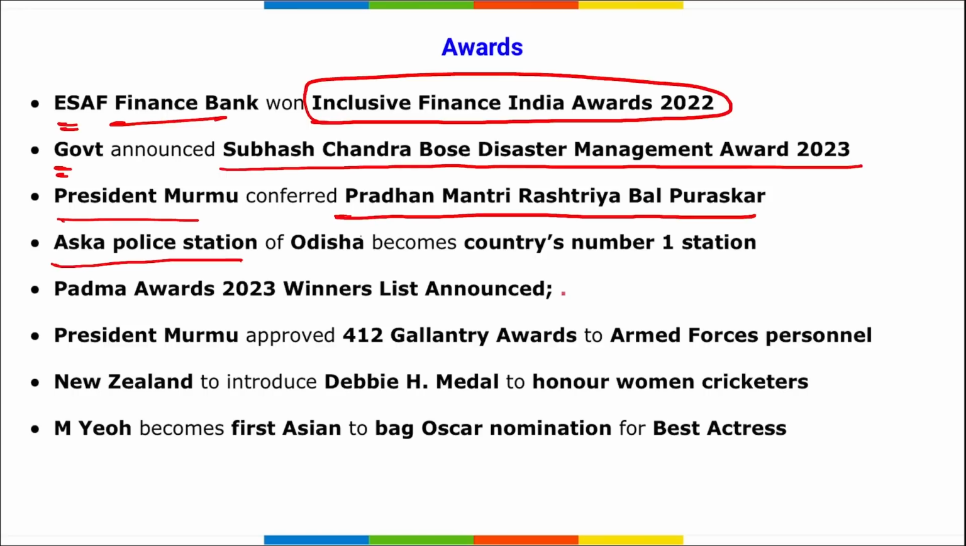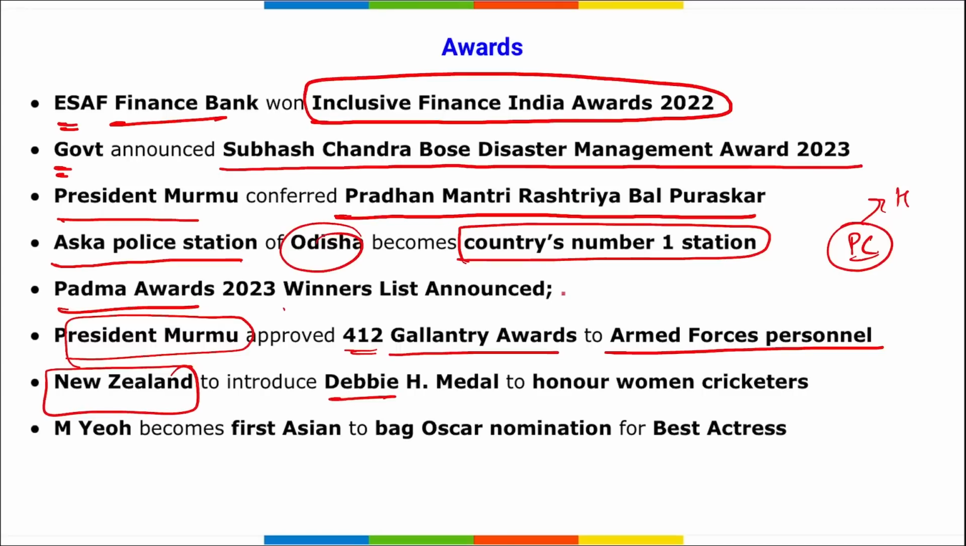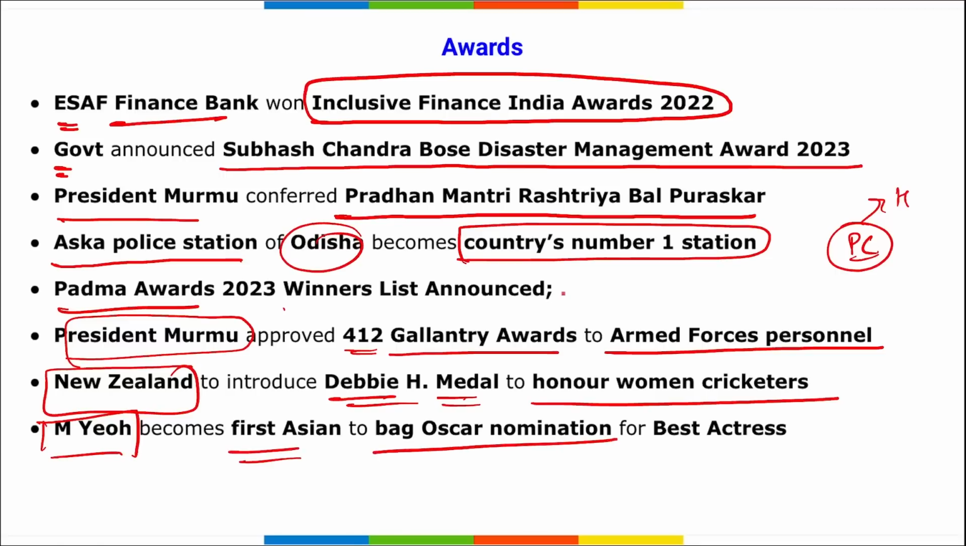Aska police station in Odisha became the country's number 1 station. And if we talk about President Colours Award, it was given to the Haryana Police. Padma Awards 2023 winners list were announced. President Murmu approved 412 gallantry awards to armed forces personnel, and New Zealand to introduce Debbie Hockley medal to honor women cricketers, and Michelle Yeoh became the first Asian to bag Oscar nomination for Best Actress.